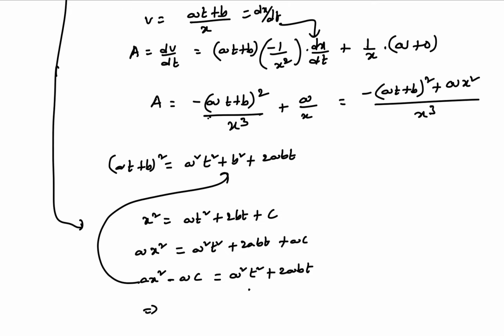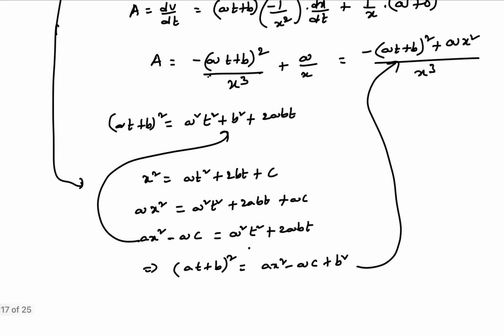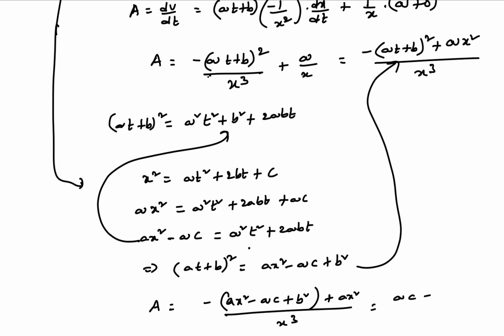So you can write it as, if we substitute here, I can get (at + b) whole square is equal to ax square minus ac plus b square. Now from this relation, I can get the acceleration is equal to negative of (ax square minus ac plus b square) whole thing plus ax square, whole divided by x cube. That is, minus ax square plus ax square get cancelled. (ac minus b square) divided by x cube.